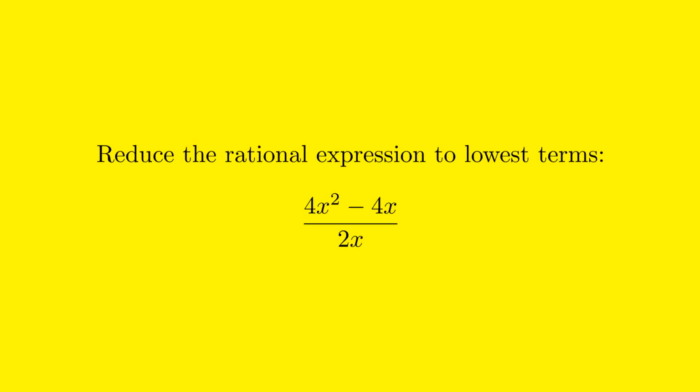Hello and welcome. In this video, we will be walking through the process of reducing the rational expression 4x squared minus 4x divided by 2x to its lowest terms. Make sure to follow along closely as we simplify each step of the expression. Let's get started.